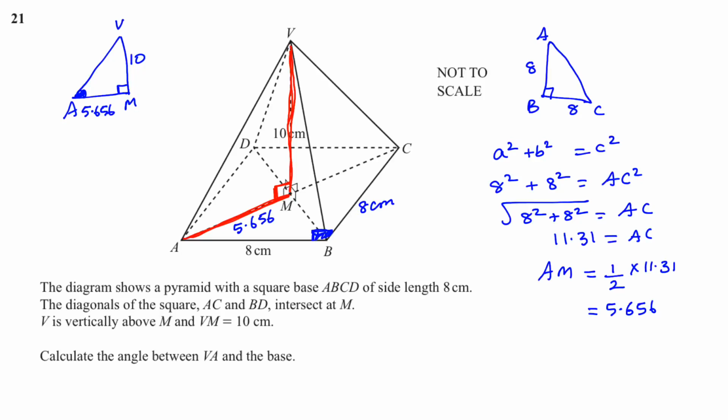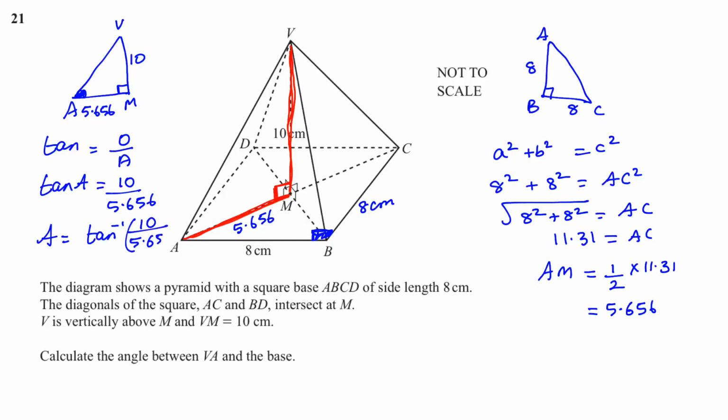When two sides are given and you want to find the angle, you will use trigonometry. We want to find this angle. What is the side opposite it? VM. And then we have got the adjacent. So we have got the opposite and the adjacent. It means we will be using the tan rule. Tan A is equal to opposite over adjacent, which is 10 over 5.656. To find the angle, you have to do tan inverse of 10 over 5.656, and you will get A is equal to 60.49. We can round it to 60.5. So this angle here is 60.5 degrees.